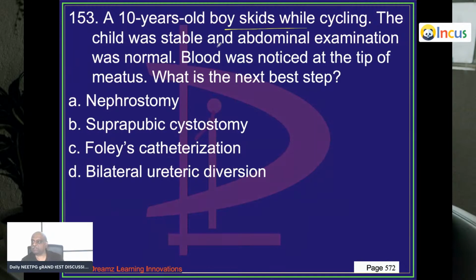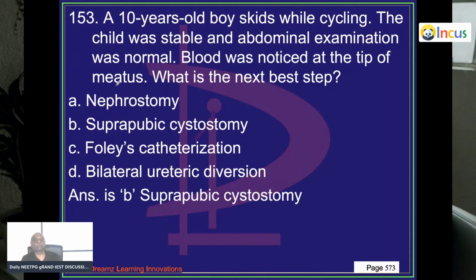10-year-old boy skids while cycling. Child was stable. Abdominal examination was normal. Blood noticed at the tip of the meatus. What do you want to do? Never do Foley catheterization if you are suspecting bulbar urethral injury, because if it is a partial tear, you complete the tear. God proposed, man disposed.